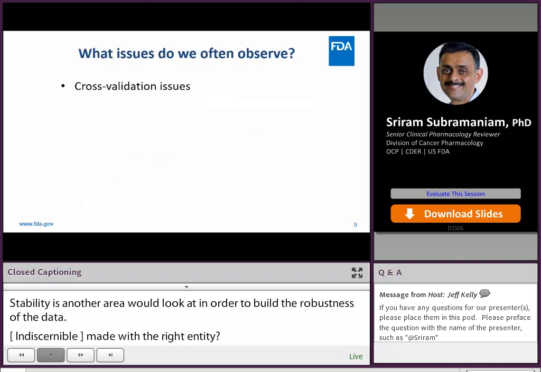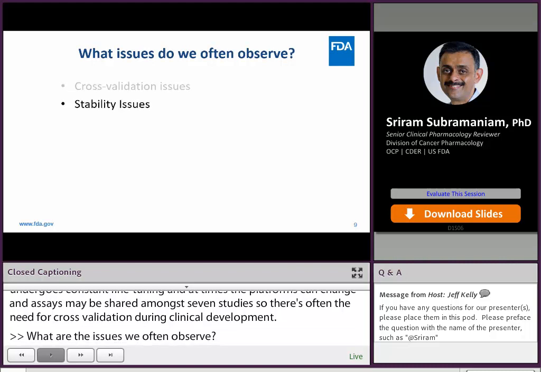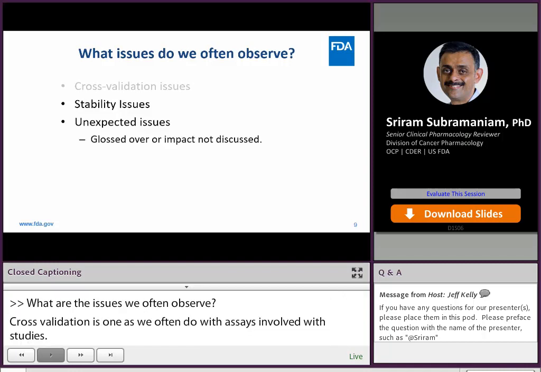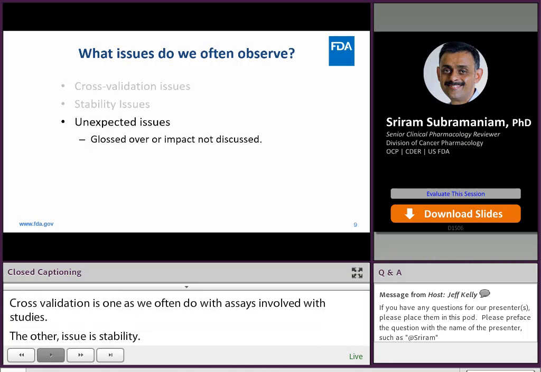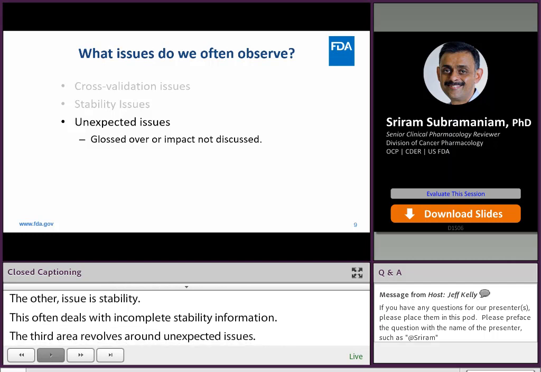So what are the issues that we often observe? Cross-validation is one, as we are often dealing with multiple assays that are involved in multiple studies. The other common issue is stability, and this often deals with incomplete stability information. The third area revolves around unexpected issues. These issues are usually glossed over, or their impact is not discussed in the analytical or the validation reports.